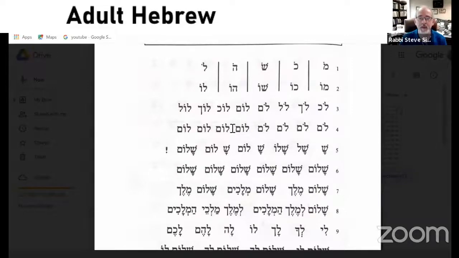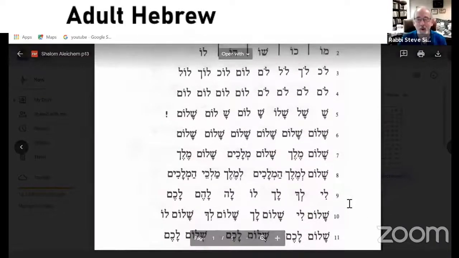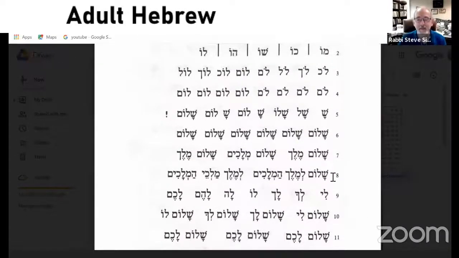Last half of four. Loam, loam, loam, loam. Last word on five. You know this word. What's this word? Shalom. Hey, you got it. You guys are terrific. We're going to line number 8.